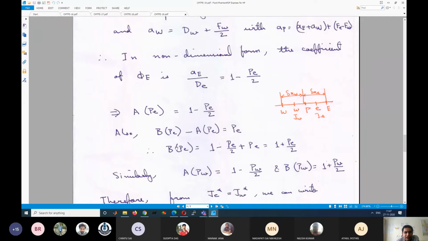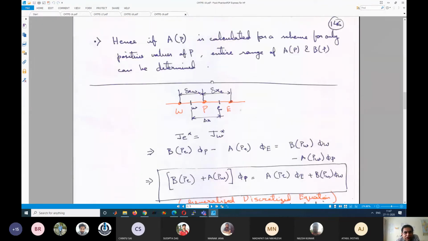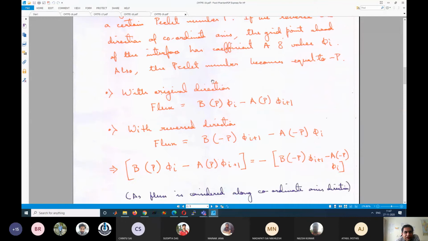Again the relation is still there, right? B minus A is again 1 plus P by 2 minus 1 minus P by 2, which is P. B of P means just that it is a function of P. So I can write B as 1 plus P by 2 and A as 1 minus P by 2. Just remember this, then it will be easier for you to understand.